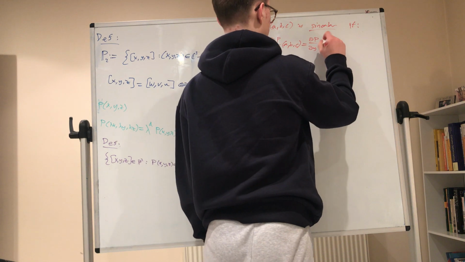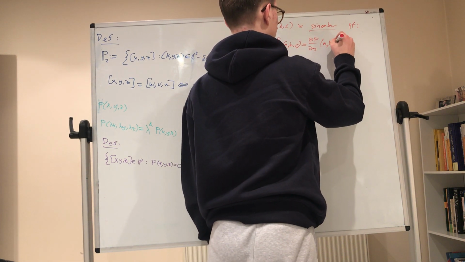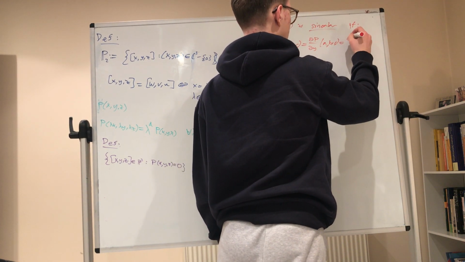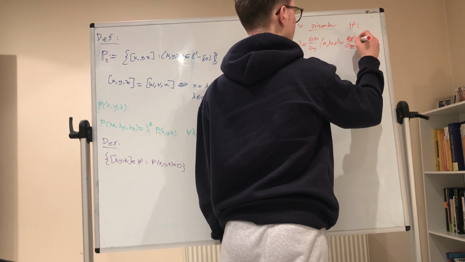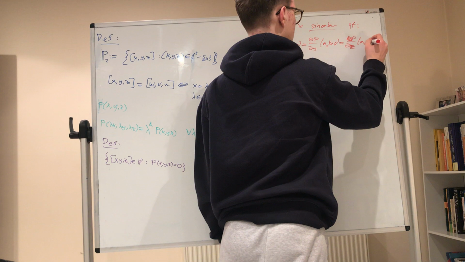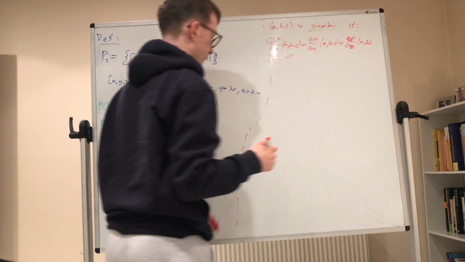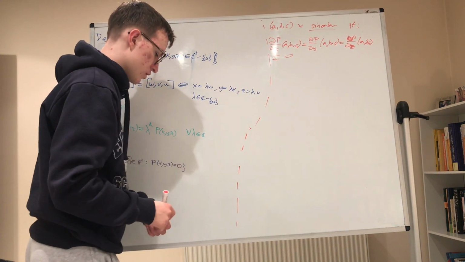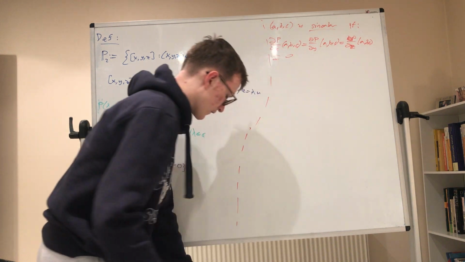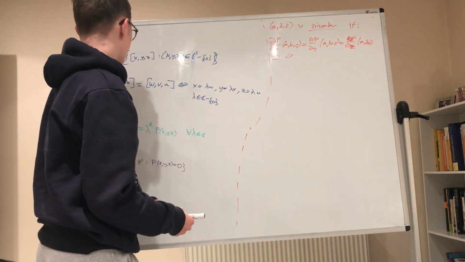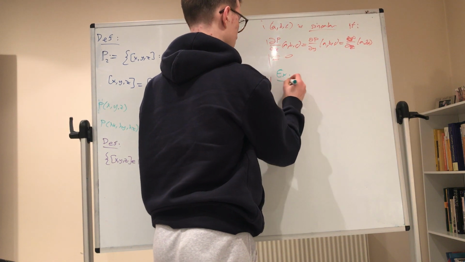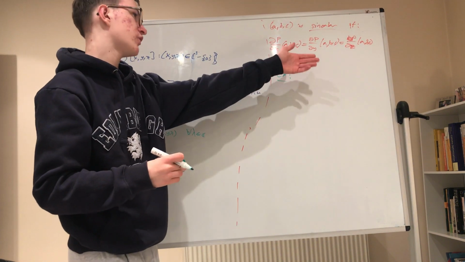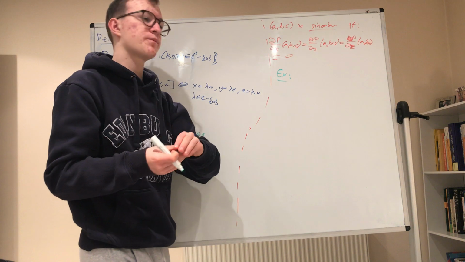So this is equal to the partial derivative of P with respect to y. ABC is equal to the derivative of P at z. ABC is equal to 0. So, for example, and of course, a curve is non-singular if it has no singular points.